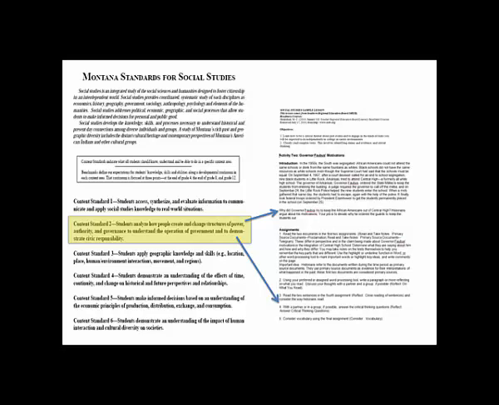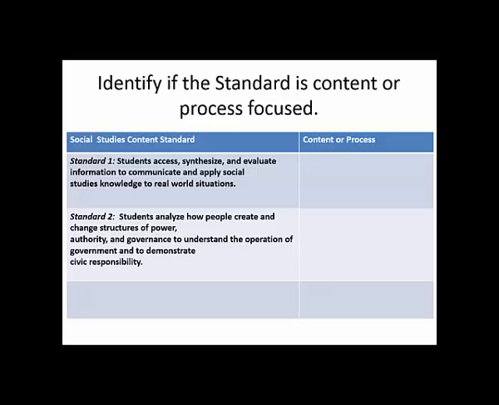As I look through the lesson, a big part of understanding this evidence will be to understand state government and the role Governor Faubus played within the infrastructure of that government and what motivation was behind his use of power. This is identified in the Montana Standards for Social Studies, Content Standard 2. Students analyze how people create and change structures of power, authority, and governance to understand the operation of government and to demonstrate civic responsibility. I then write the complete Standard 2 in the Social Studies Content Standard column.